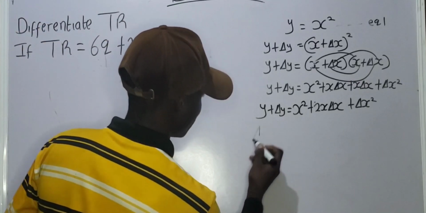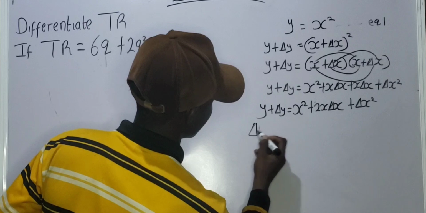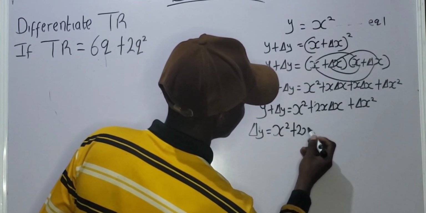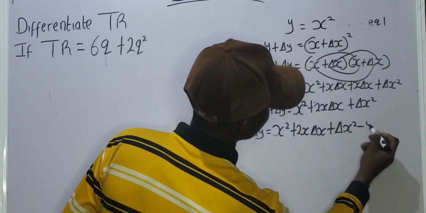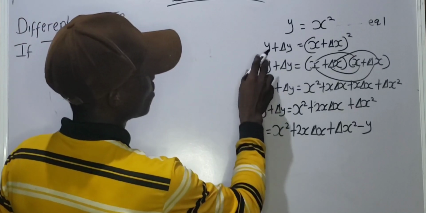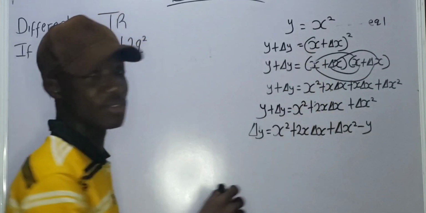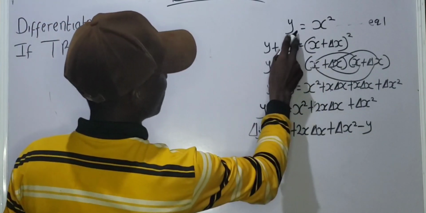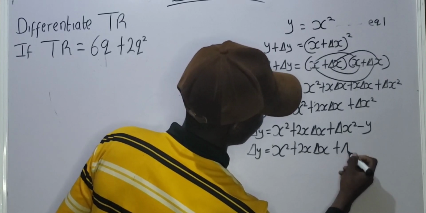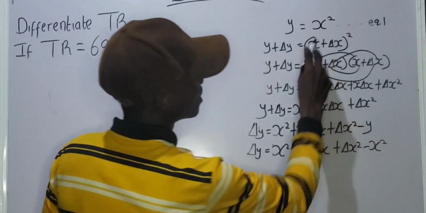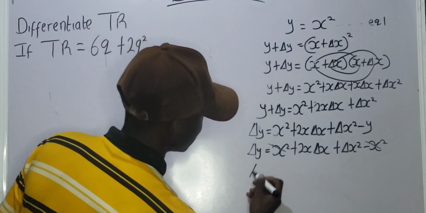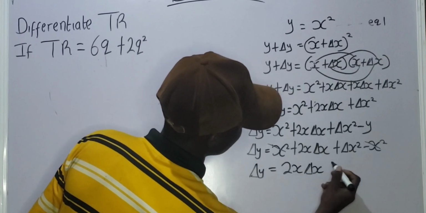So I'm going to have delta y is equal to, I'm going to move y to the other side of the equation. So I'm going to have delta y is equal to x squared plus 2x delta x plus delta x squared minus y. Because when this y crosses the equals to sign, the positive sign will change to negative sign. Now look at this. Don't forget that y is x squared from equation 1. So I'm going to substitute the value of y as x squared here. So I'm going to have delta y is equal to x squared plus 2x delta x plus delta x squared minus x squared. Now I have minus x squared and positive x squared. This x squared will cancel this x squared. So I'm left with delta y is equal to 2x delta x plus delta x squared.